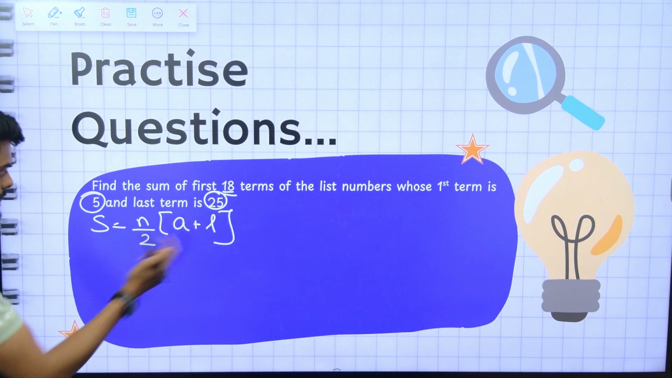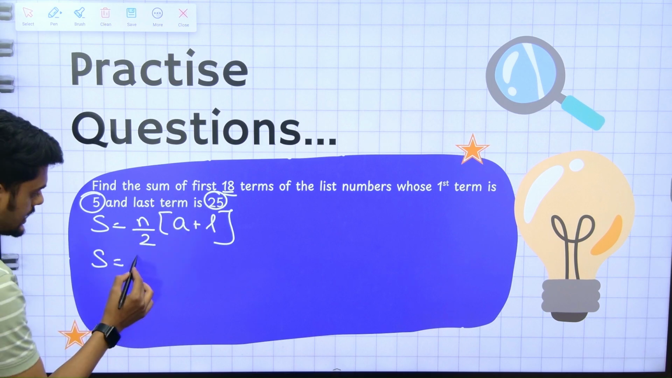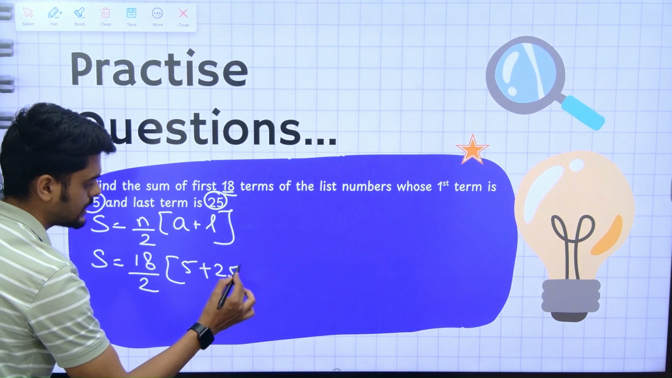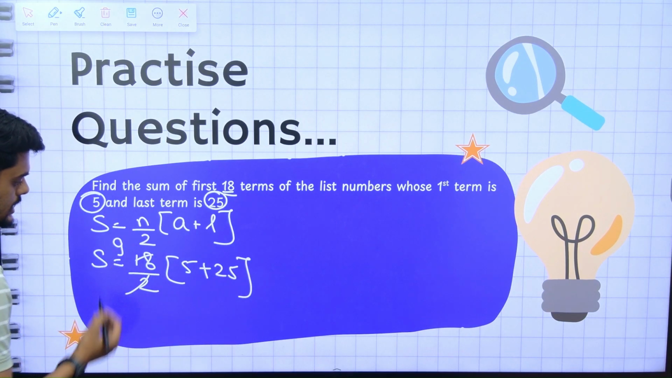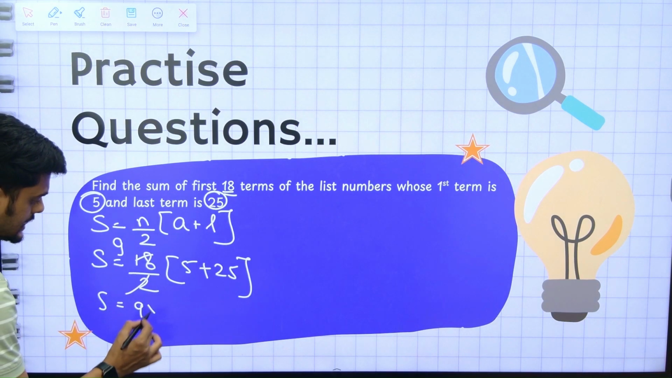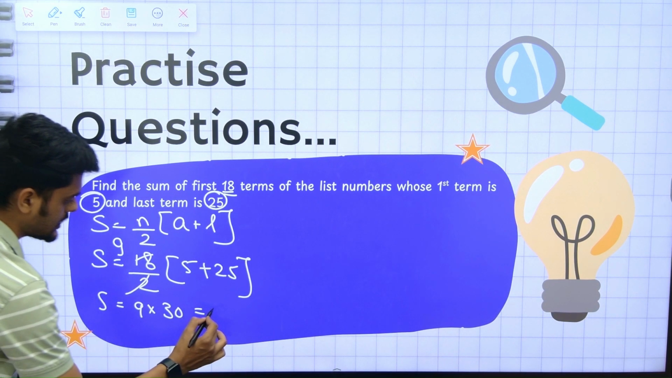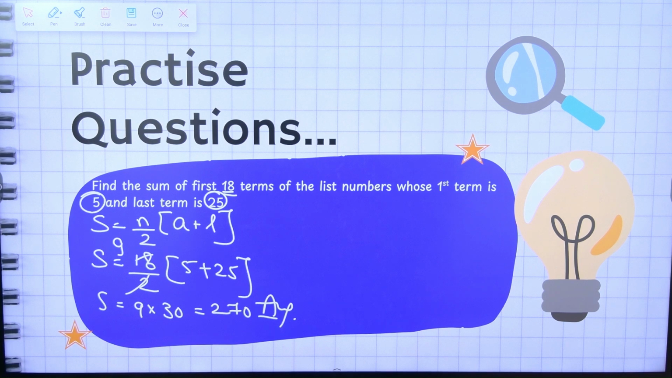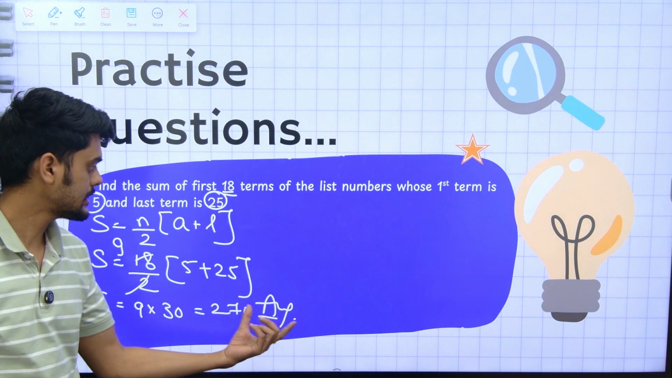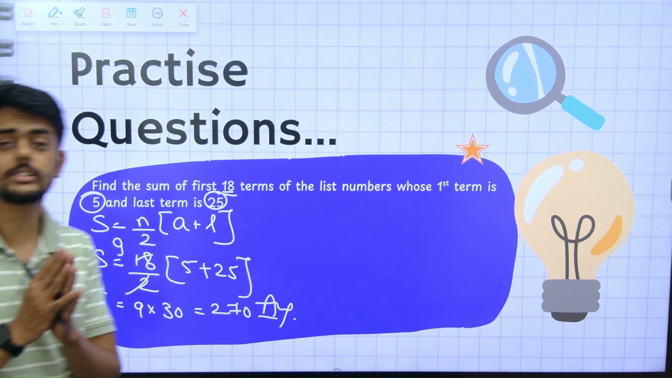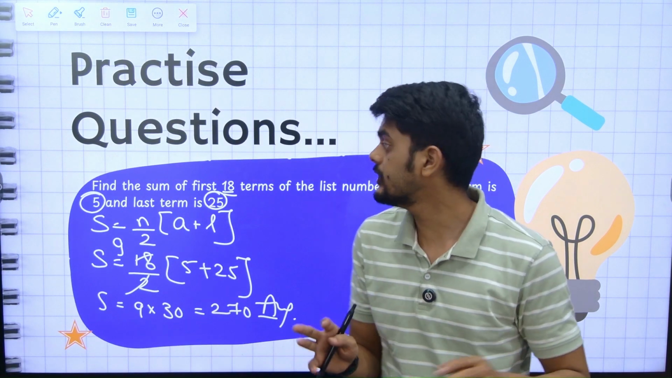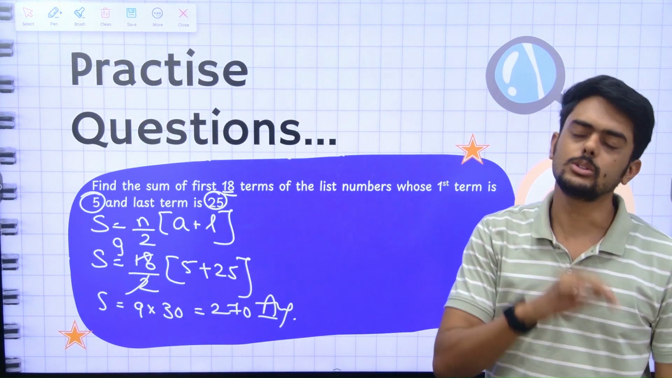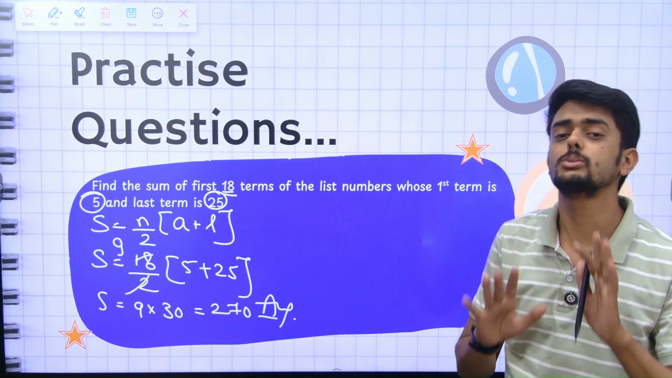Let's put these things within this. So n is what? 18. 18 by 2. The first term is 5. The last term is 25. Okay. So this would be what? 9. 9 into 30. Okay. The answer would be 270. Okay. So this is the answer for this particular question, and I have demonstrated every formula through which we can calculate the sum of first n terms, where n could be 1, 2, 3, 4 and whatever the examiner wishes to ask from you.